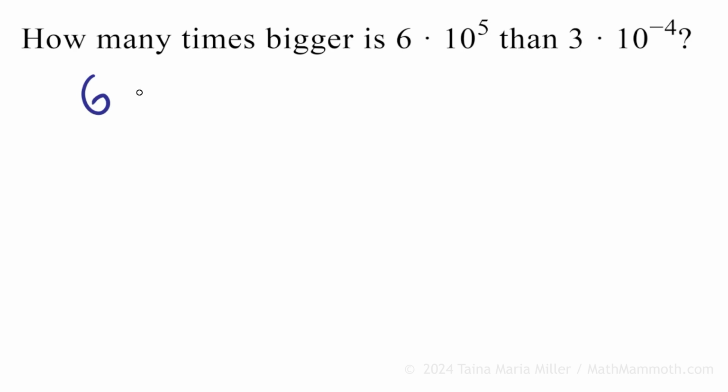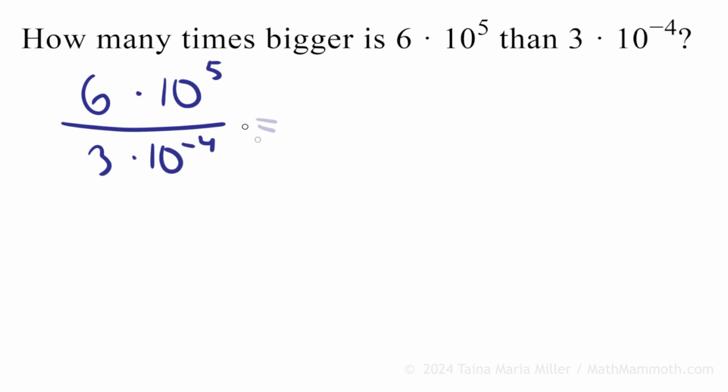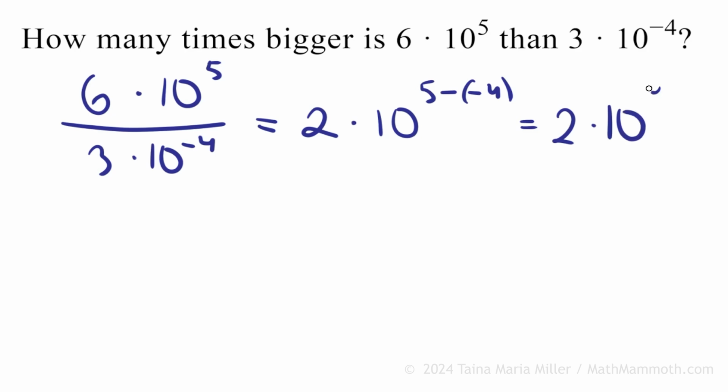The bigger number is 6 times 10 to the 5th, and we divide it by 3 times 10 to the power negative 4. And here, 6 divided by 3 becomes 2, and then this divided by that. We get a 10 to the power of what? We can subtract the exponents here. 5 minus negative 4. And we get 2 times 10 to the 9th. So the bigger number is 2 billion times the smaller number.